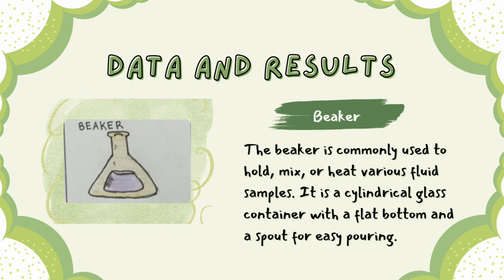Next, we have the beaker. It is a simple yet essential laboratory tool. It's a cylindrical glass container with a flat bottom and a small spout for easy pouring. So beakers are mainly used for holding, mixing, or heating fluid examples. Even though it seems basic, it's a key part of nearly every experiment because it serves as our main container for handling liquids safely.